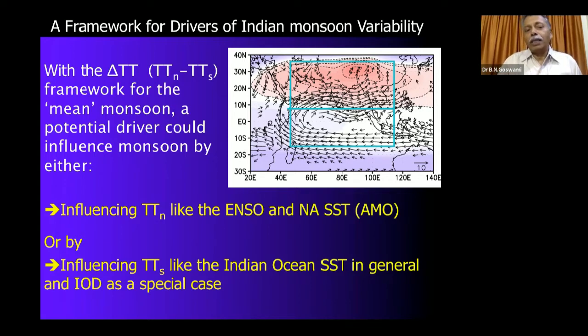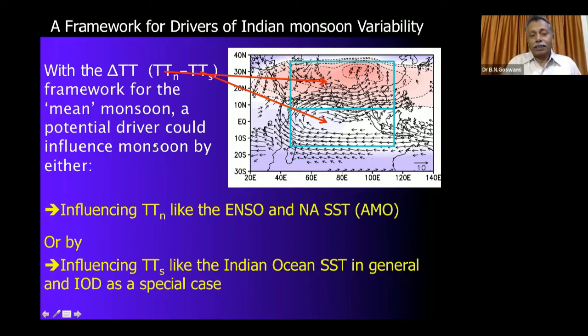mean model depends on the north-south tropospheric temperature gradient, not the surface temperature gradient as such. Therefore, any processes that could influence this tropospheric temperature gradient through a remote circulation connection could influence the monsoon. So this is a framework through which we can look at the external drivers and also teleconnections through which they can influence the monsoon.